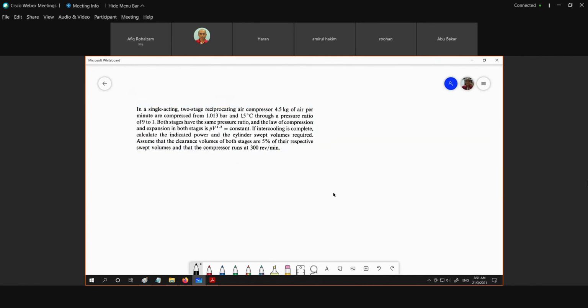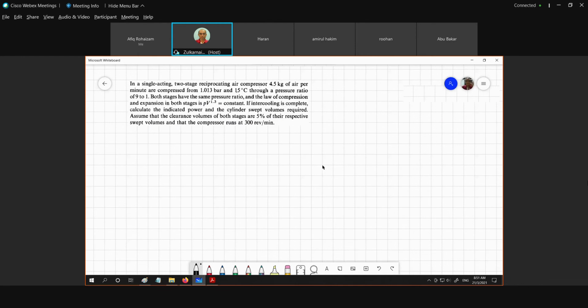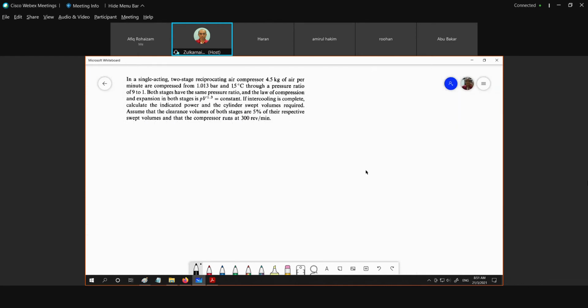Okay. Let us read together. In a single acting 2-stage reciprocating air compressor, 4.5 kg of air per minute are compressed from 1.013 bar and 15 degrees C through a pressure ratio of 9 to 1. Both stages have the same pressure ratio, and the law of compression and expansion in both is PV^1.3 equal to constant. If intercooling is complete, calculate the indicator power and the cylinder swept volume required.